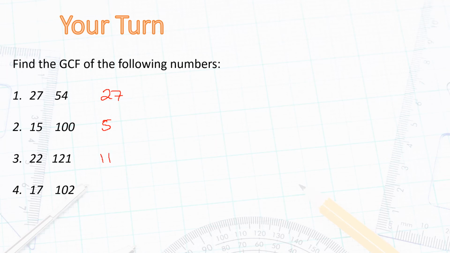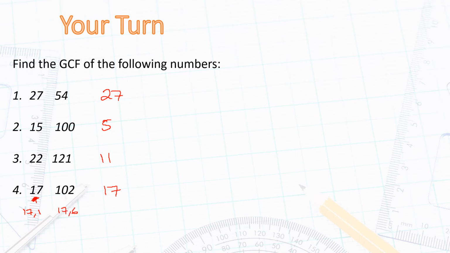17 and 102. Remember, 17 is one of those prime numbers I listed. So unless 17 is a factor of 102, the greatest common factor is going to be 1. So I do 102 divided by 17. It is actually divisible. It's 6. So that means 17 is my greatest common factor. So it would be 17 times 1 and 17 times 6. So 17 is my GCD.